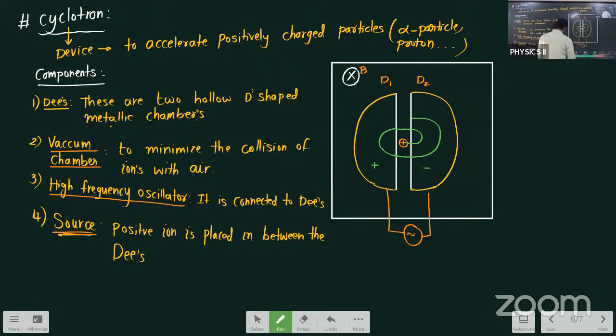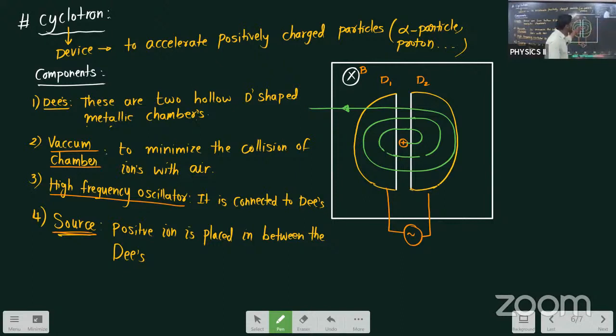Finally, what will happen? This positive ion source will come out with very high energy. So this is the working of a cyclotron. Whenever the oscillator is activated, it will make one of the Ds positive and the other D negative. The positive ion source will get attracted towards the negative region.